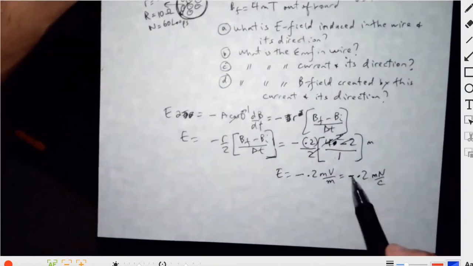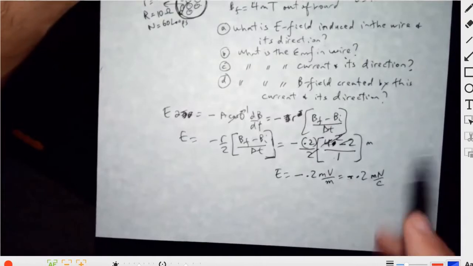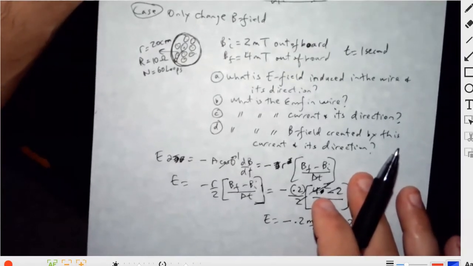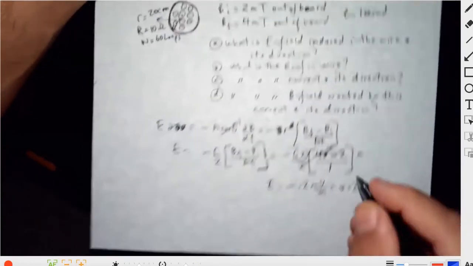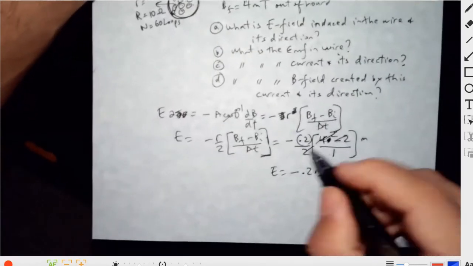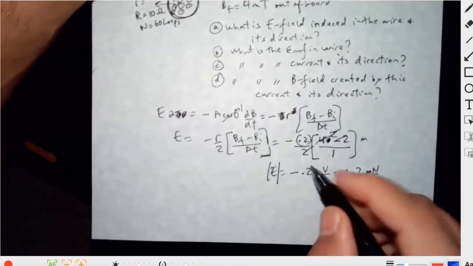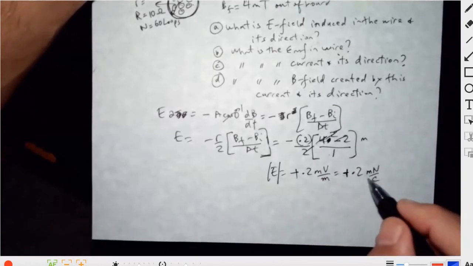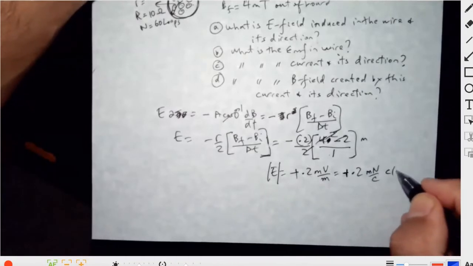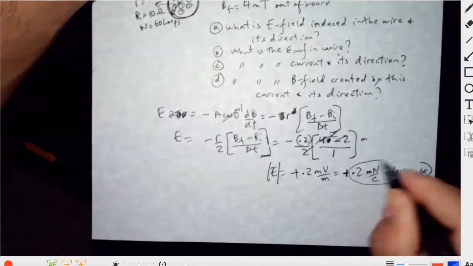Then the negative means clockwise usually. In a second, I'll explain why negative is clockwise. So instead of writing negative, we're going to give the magnitude of the electrical field, 0.2 millinewton per coulomb, and say the direction of the electric field is clockwise.